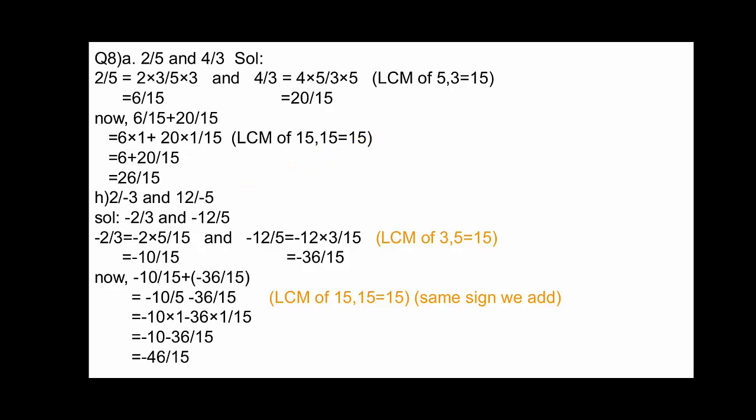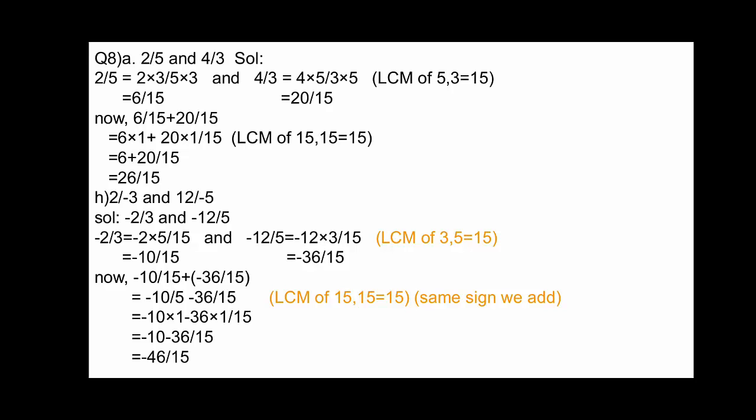Number H. Similarly, you have to take the LCM of 3 and 5. First you have to make them like rational numbers. Taking the LCM, after that the two fractions will change to minus 10 divided by 15 and minus 36 divided by 15. So now these two are like rational numbers, we can add them.